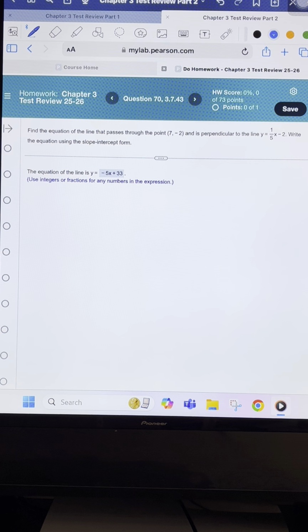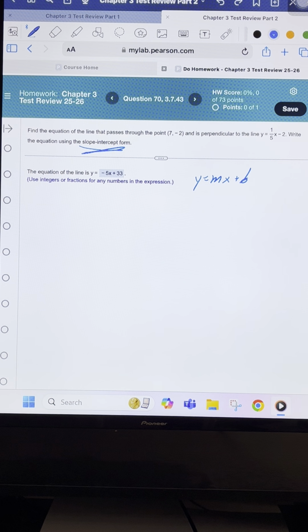What's next? Okay, the next one. Find the equation of the line that passes through the point (7, -2) and is perpendicular to the line y equals 1/5 x minus 2. Okay, so they want my answer in slope-intercept form again, so I'm going to do y equals mx plus b.